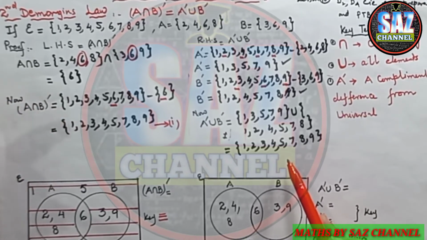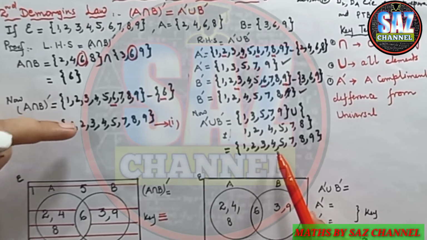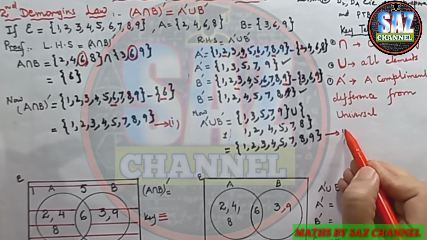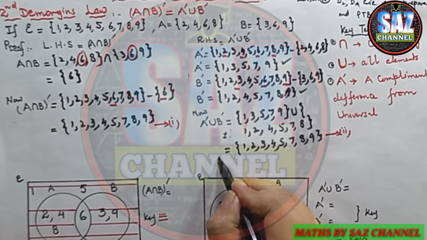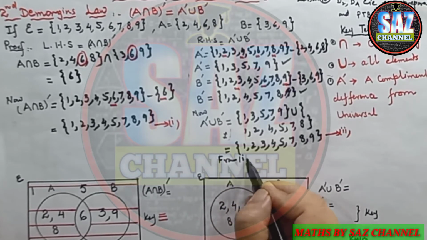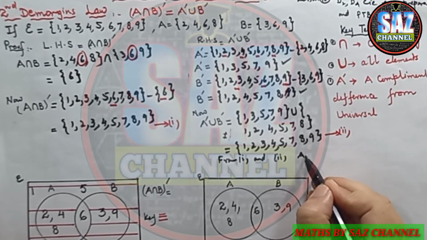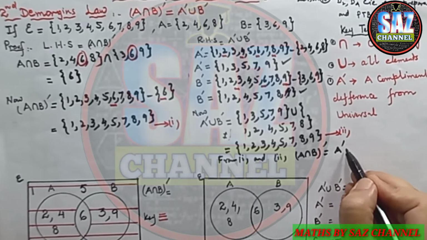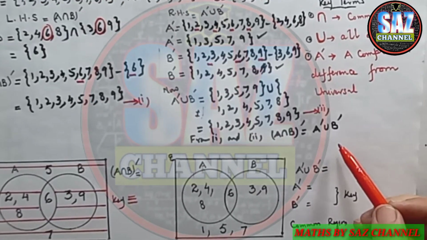Compare it with the left hand side of the answer, that is holding 1, 2, 3, 4, 5, 7, 8 and 9. From 1 and 2 we can see that A intersection B whole complement equals A complement union B complement. Now we have to mark and show this condition on the Venn diagram as well.